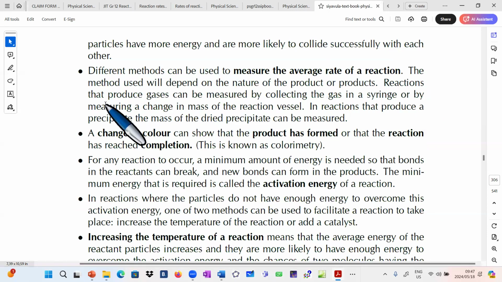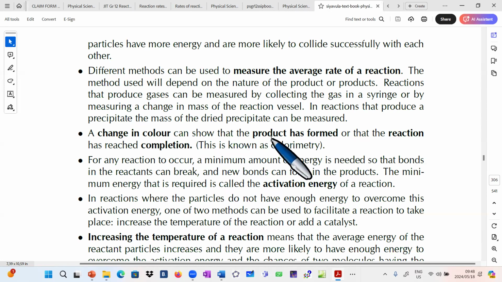Okay, let's just look at the different methods that can be used to measure the average rate of a reaction. The method used depends on the nature of the product or products. Reactions that produce gases can be measured by collecting gas in a syringe or by measuring a change in mass of the reaction vessel. In reactions that produce a precipitate, the mass of the dried precipitate can be measured.